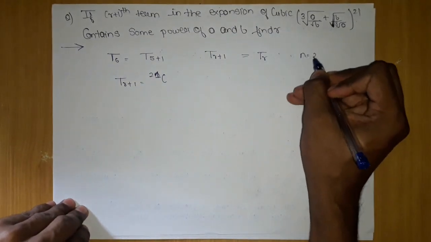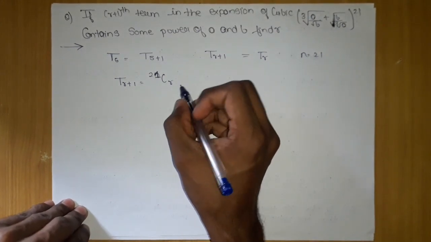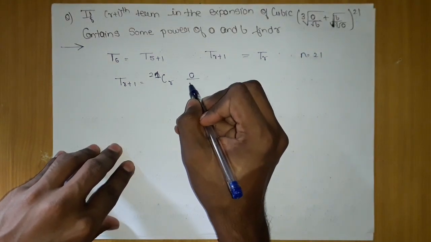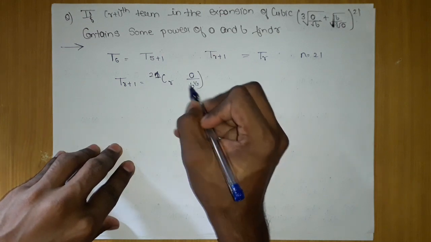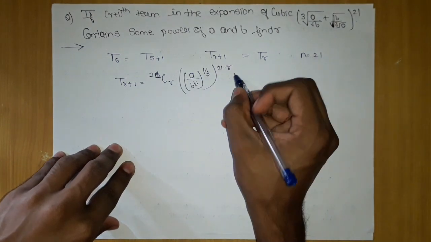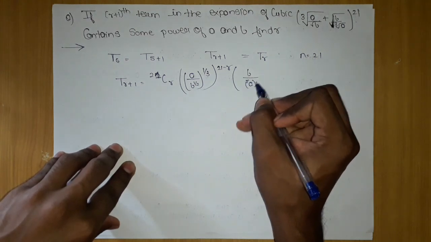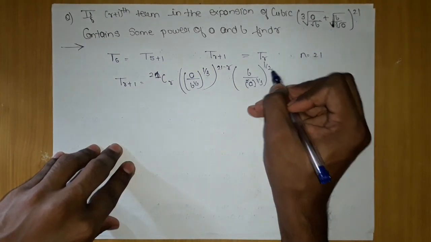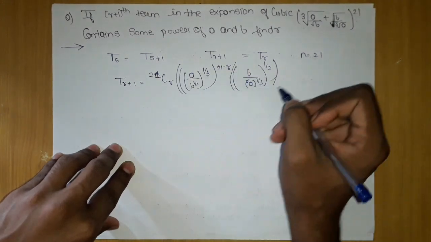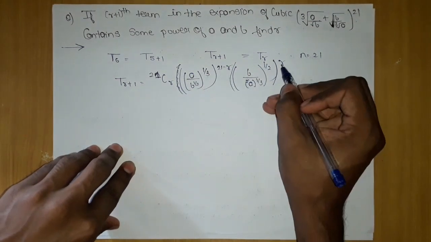So 21Cr into a to the power 1 by 3, the whole upon 1 by 2, raised to the power 21 minus r, and here b upon 3, a to the power 1 by 3, the whole upon 1 by 2, which is also a power, this is the whole power r.